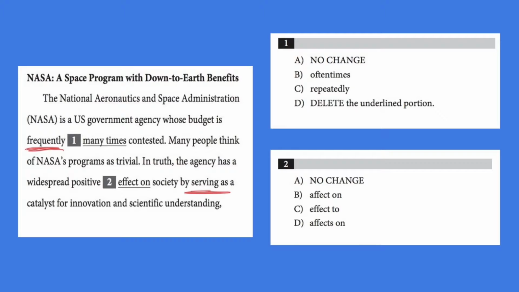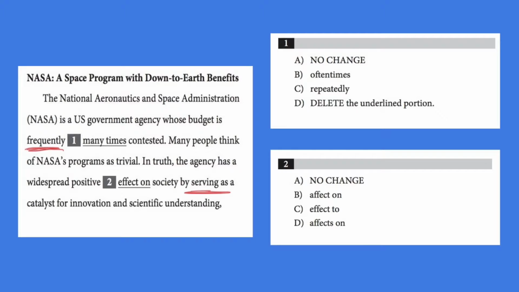In these passages, concision is always key. Therefore, since frequently and many times are both synonyms, the best option would be to simply remove the underlined portion, making D the correct answer. The other options are all synonyms of frequently. Always remember to choose the option that keeps the passage crisp and to the point, and avoid redundancy when possible.